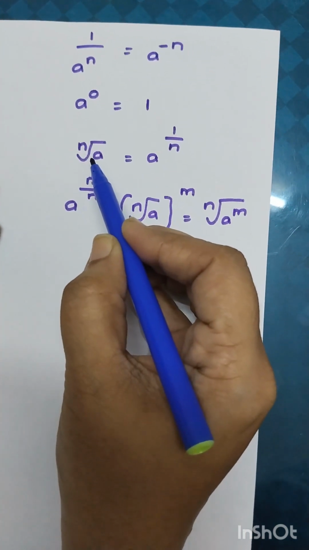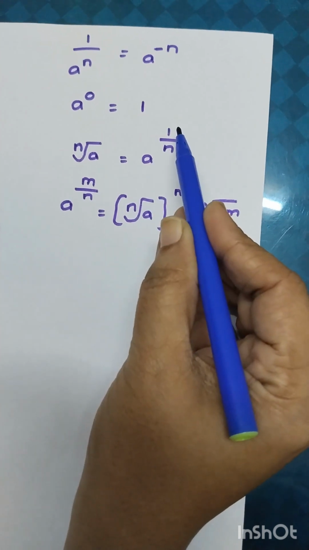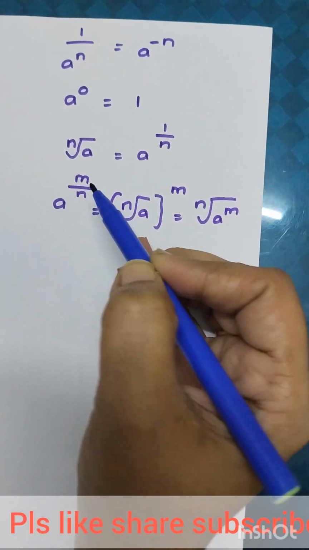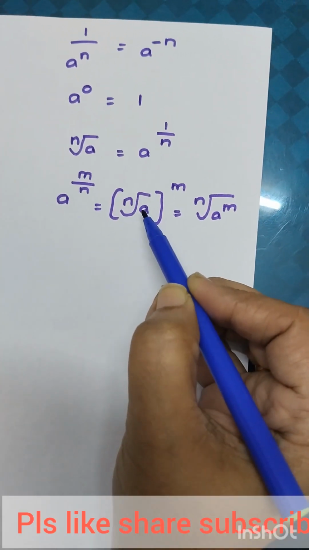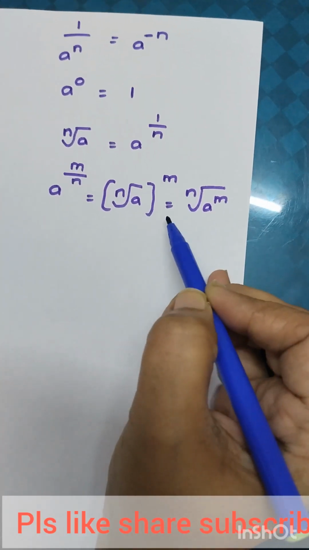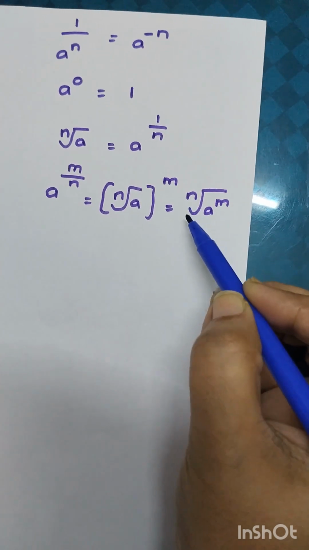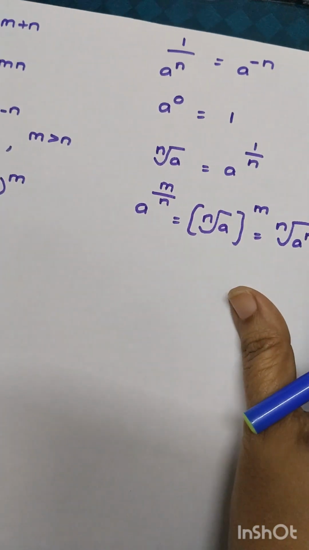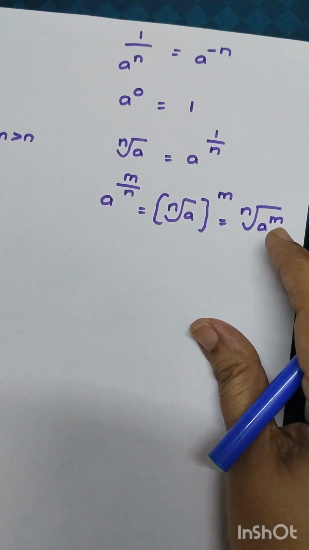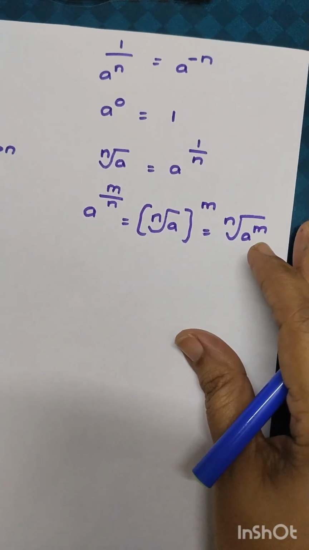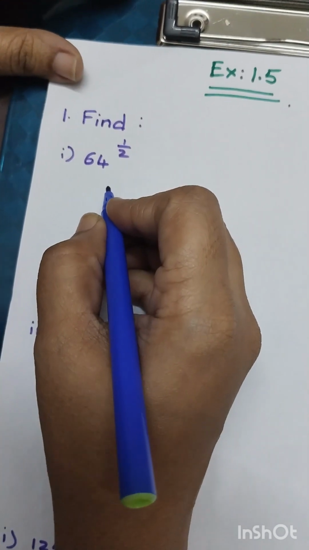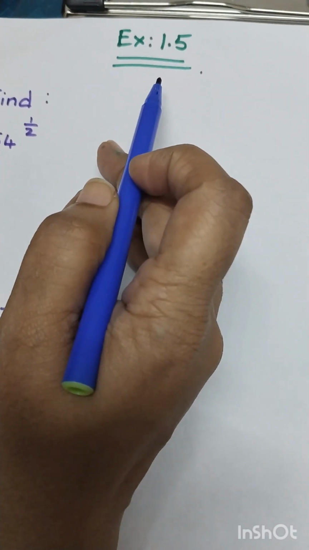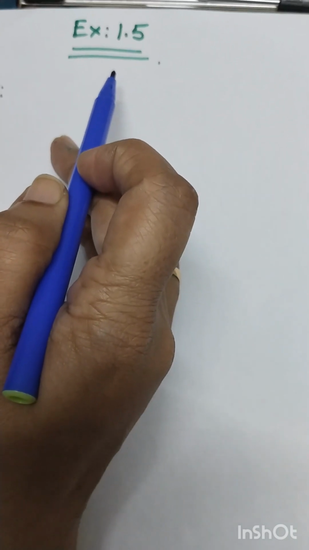Nth root of a is written as a power 1 by n. A power m by n is written as nth root of a whole power m. This can also be written as nth root of a power m. Okay? I hope we are clear with the identities now. So let's proceed to exercise 1.5. Let's start exercise 1.5 of chapter 1, that is rational numbers.